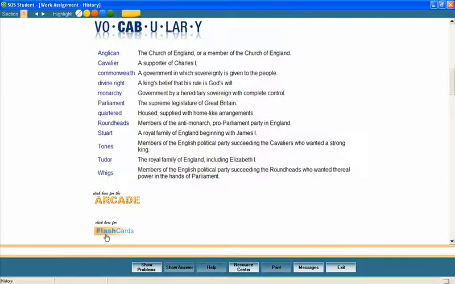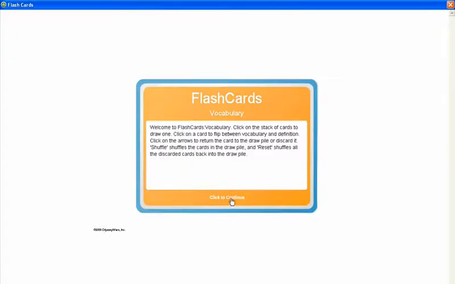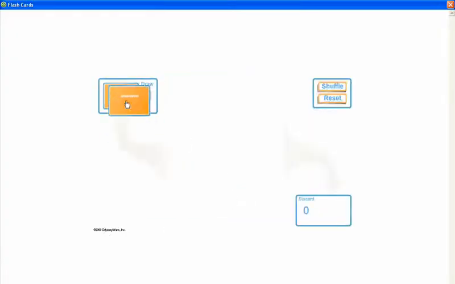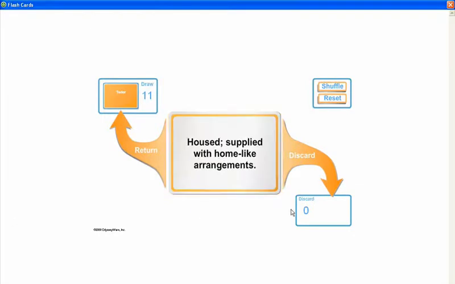Flashcards provides a fun way for students to review the definitions for the vocabulary words. Here's a sample.